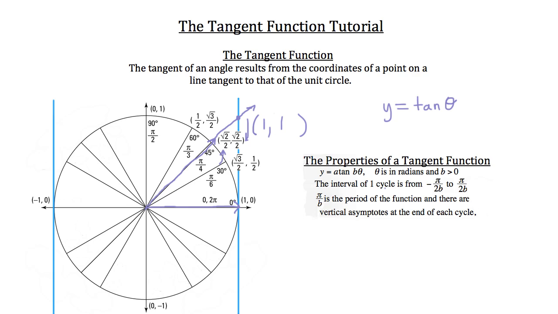The interval of one cycle is from negative pi over 2b to pi over 2b, and pi over b is the period of the function, and there are vertical asymptotes at the end of each cycle. So let's go ahead and look at some problems dealing with tangent functions.